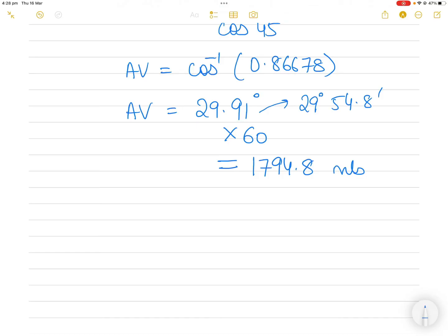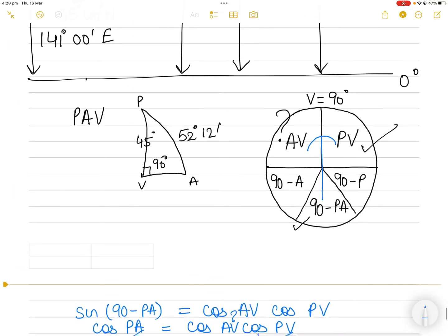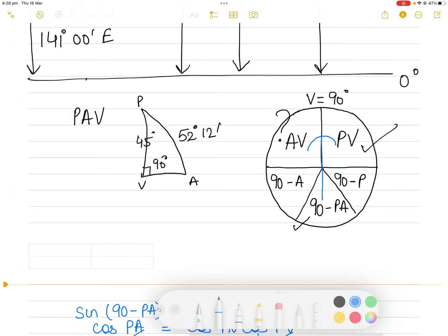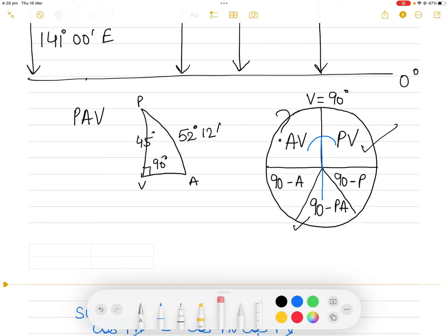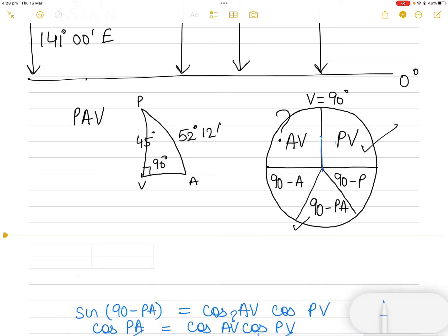Alright, once I've found out AV, I know AV, but I will not use AV to find my other values. Why is that? Because if I have made a mistake in finding AV, I don't want to carry the mistake forward. So next that I have to find out is angle P, but I will still use PV and 90 minus PA, the original values that I had.